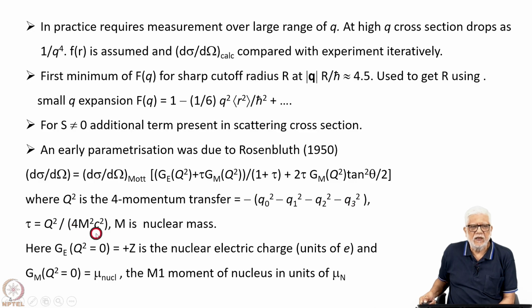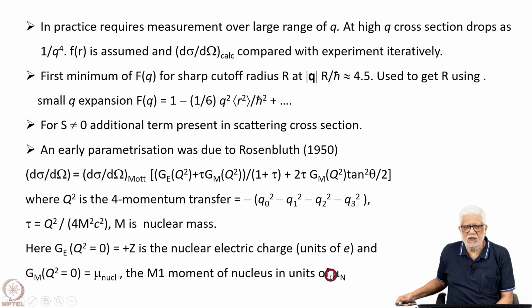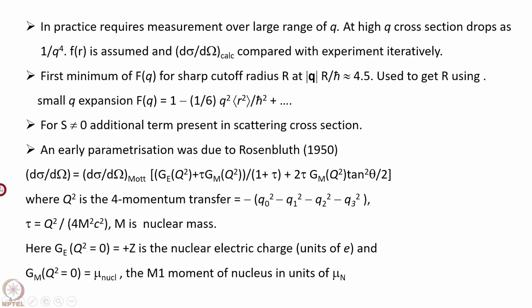Okay. Now, the G of E for q squared equal to 0 just becomes plus Z. So, it gives you the sort of monopole charge of the nucleus in units of e. For q squared equal to 0, this becomes the magnetic moment of the nucleus in terms of the nuclear magneton mu n, which is defined in terms of e h cross by 2 m n c, where m n is the mass of the nucleon, the average mass of the nucleon.